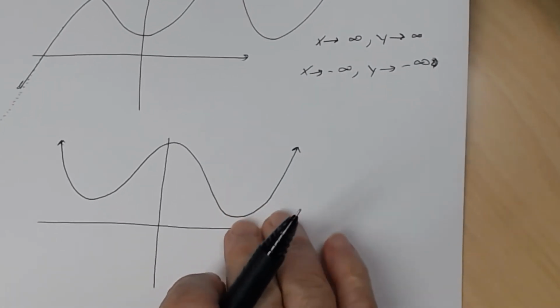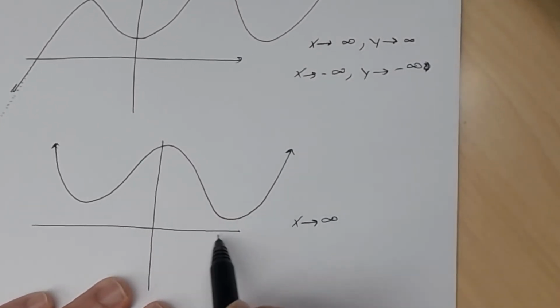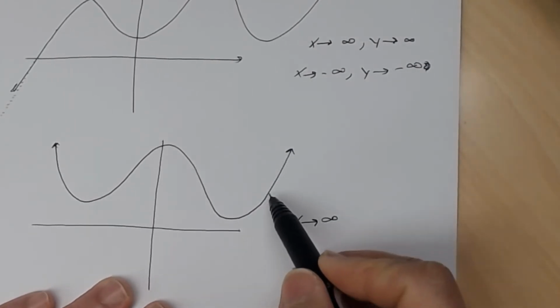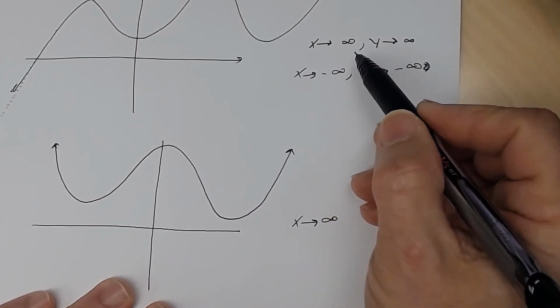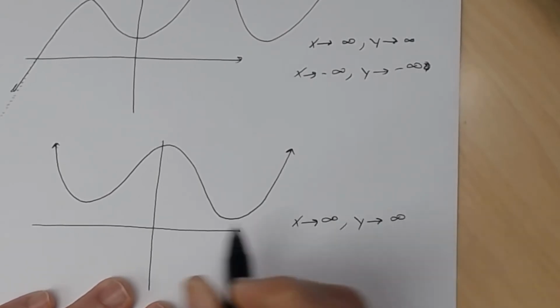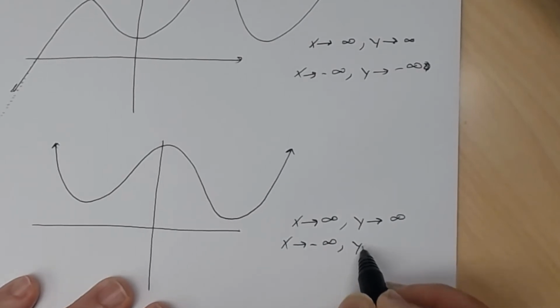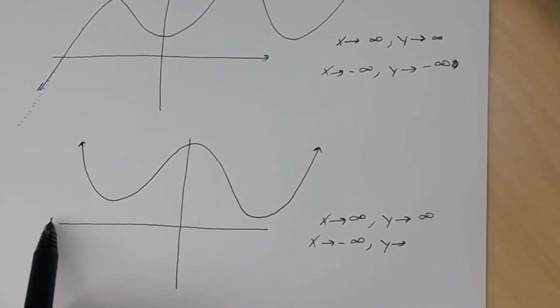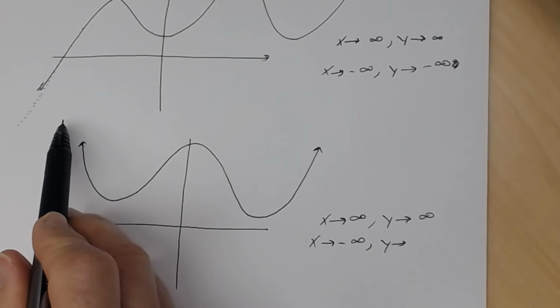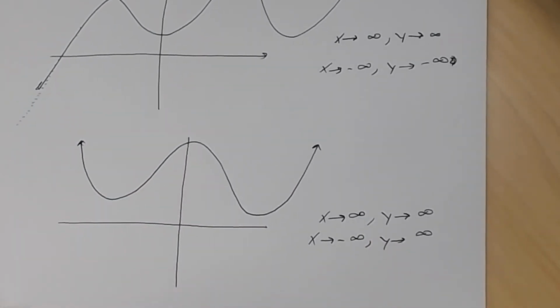Let's do another one. Let's do this one. So as x goes to infinity, as x gets bigger and bigger and bigger, what's happened to your y values? Well, your y values are getting bigger. So y is going to infinity. On this side, as x goes to negative infinity, your y values are also getting bigger and bigger. So they're going to infinity.